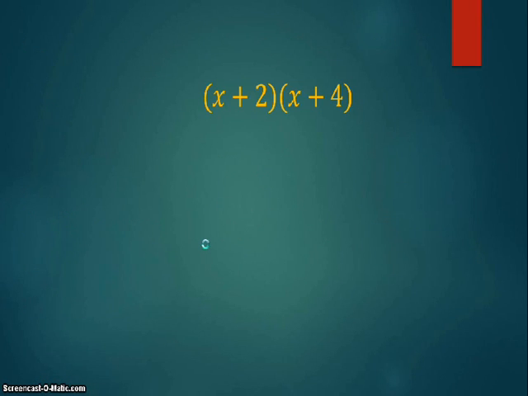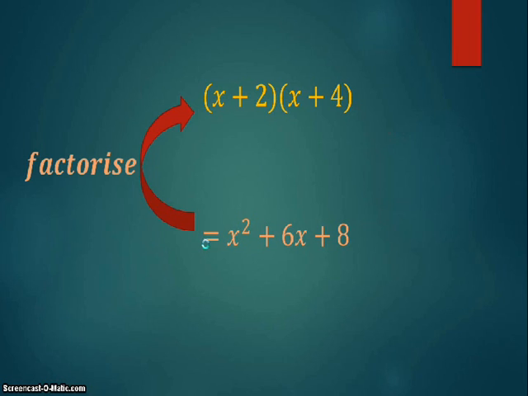So just a summary, when I have a quadratic expression and I want to expand this, it will turn out to be x squared plus 6x plus 8. If I want to factorize this quadratic expression, I'll get into two brackets. So this is the main concept that we are driving towards.